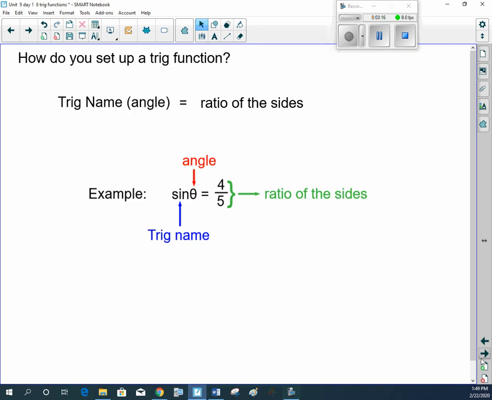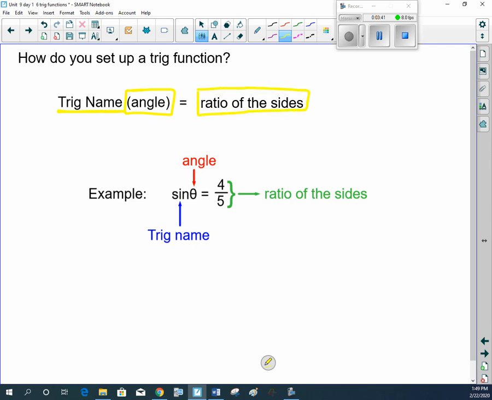So trig functions always have a name. So they start with the name first. So your name is right here, and I'm going to tell you what these names are here in just a minute. Always followed by an angle. So the next spot that follows after the trig name is an angle. And then it always equals a ratio of two sides.